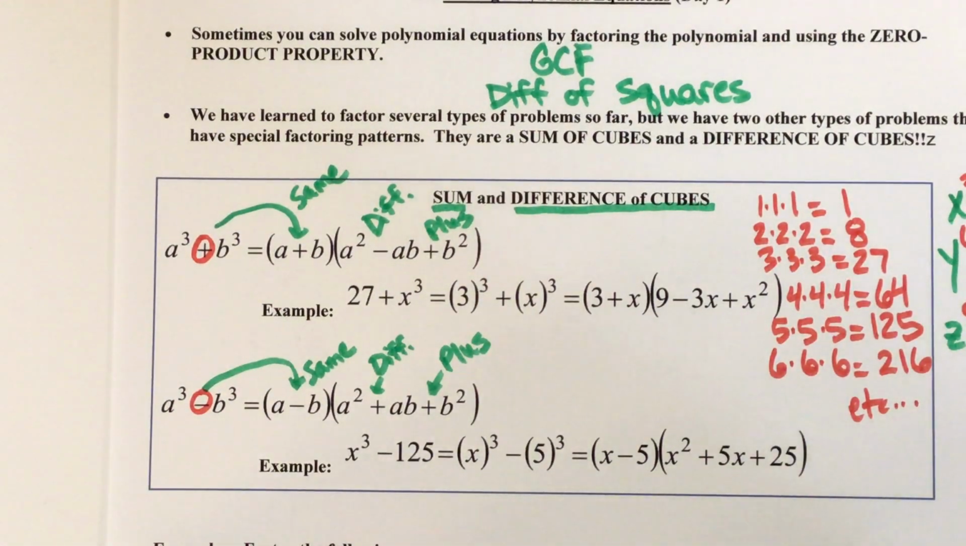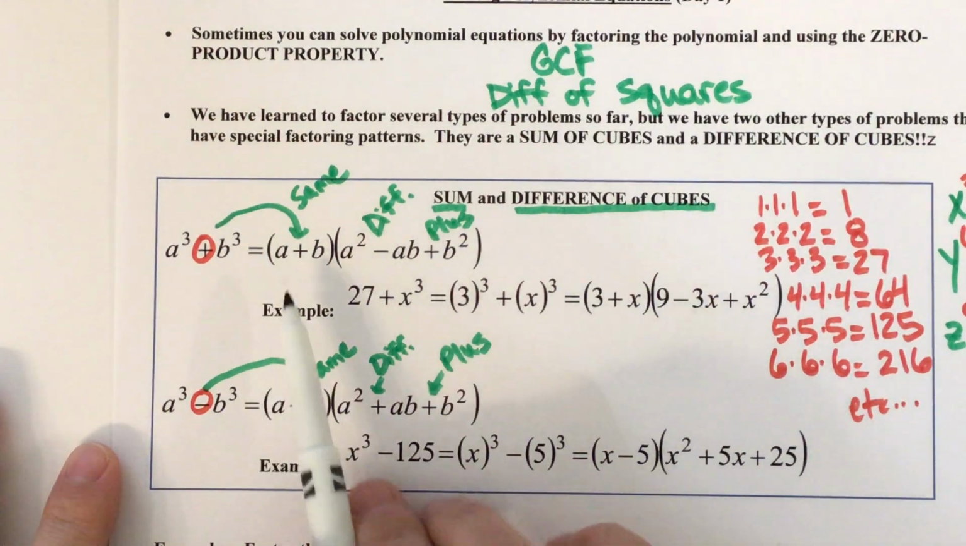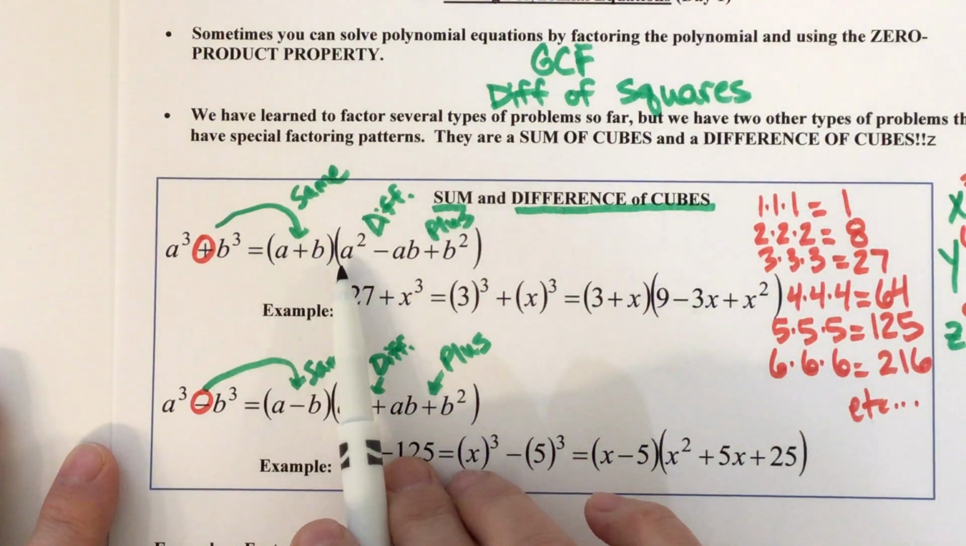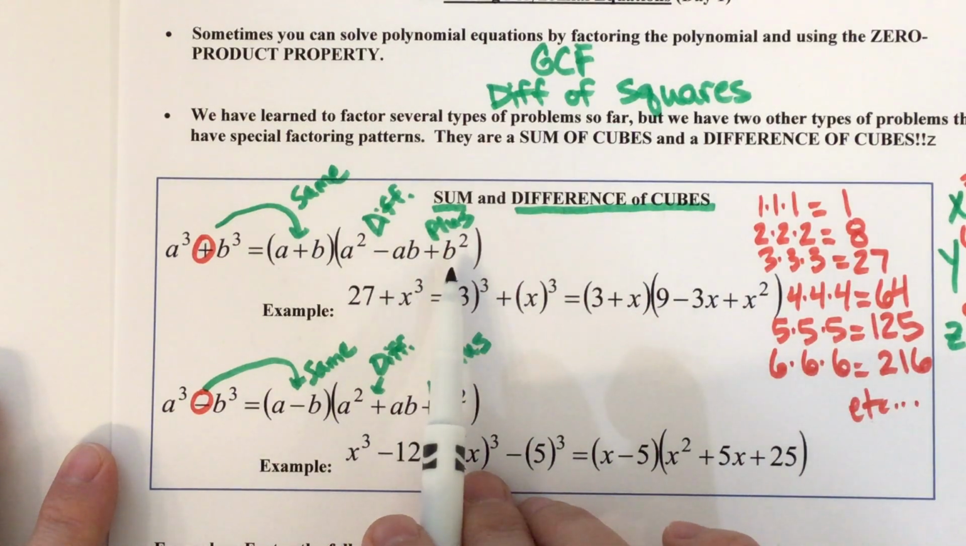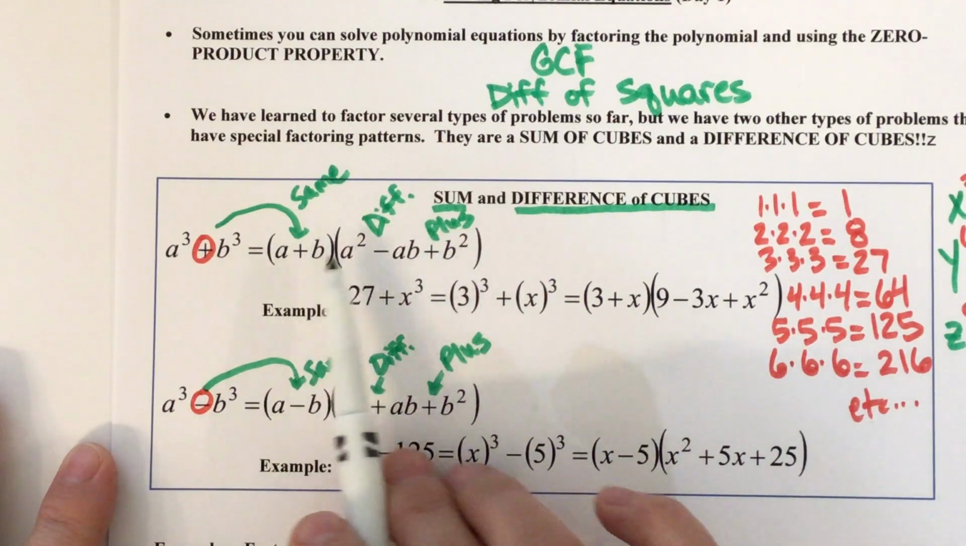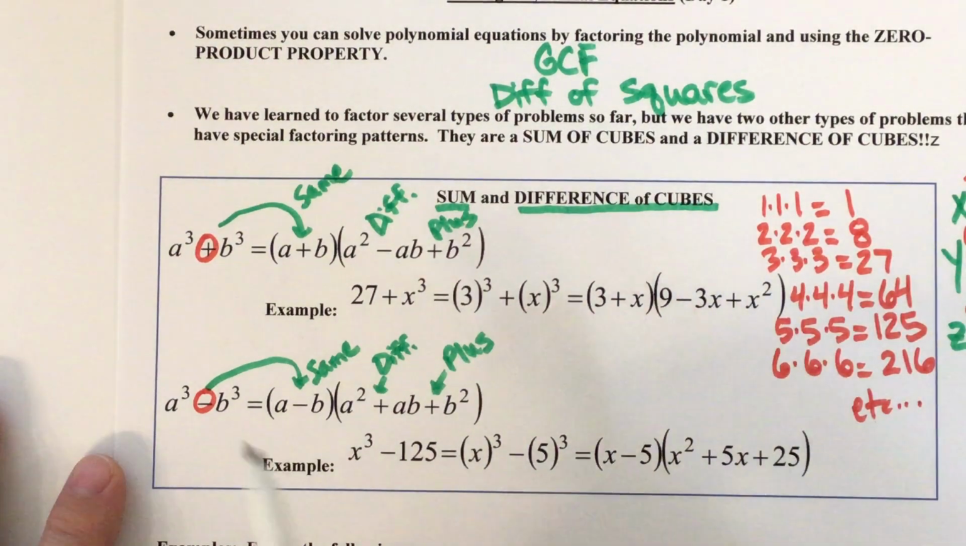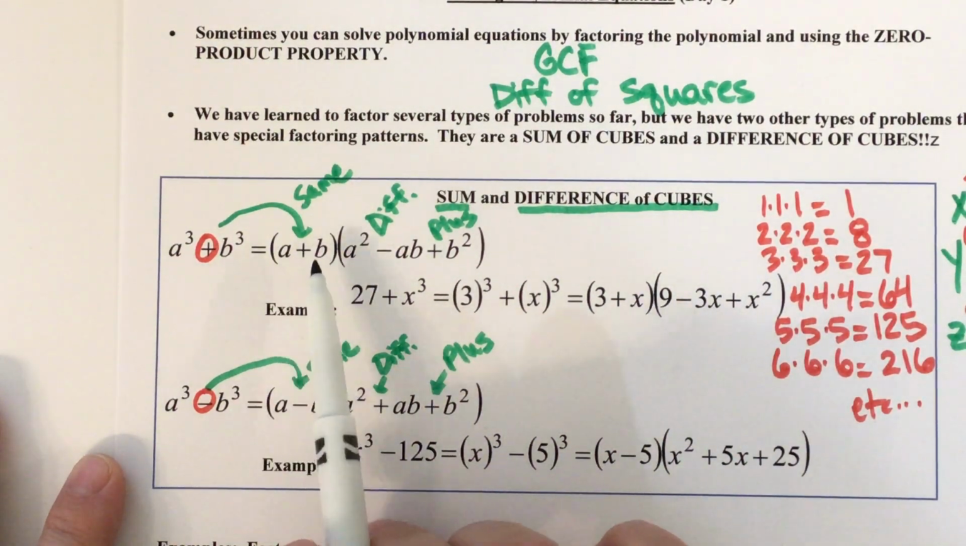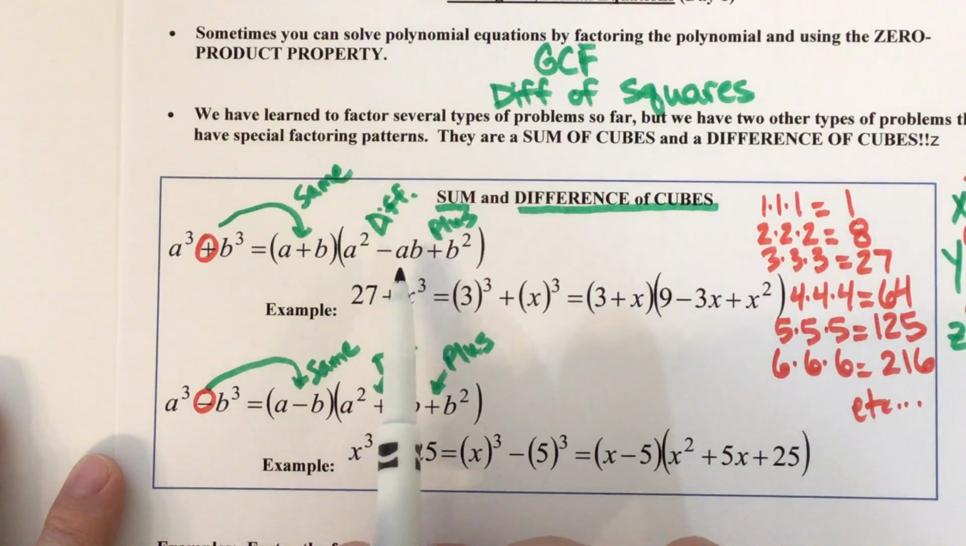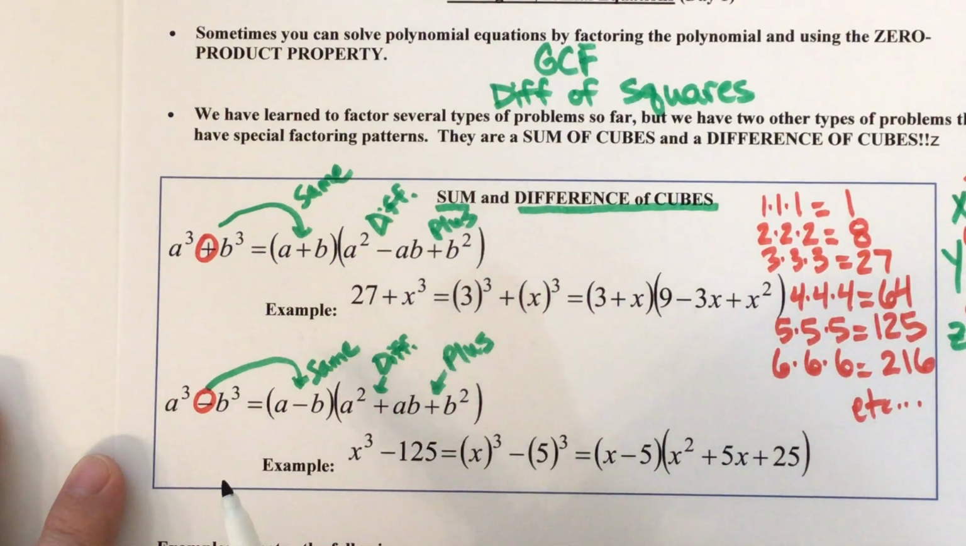Okay, so I have a song for factoring sum and differences of cubes, and it's to the tune of Mary Had a Little Lamb. Okay, the letters go A, B, A squared, A, B, B squared. The signs go same, different, plus. That is how they go. The letters go A, B, A squared, A, B, B squared. The signs go same, different, plus. That is how they go.